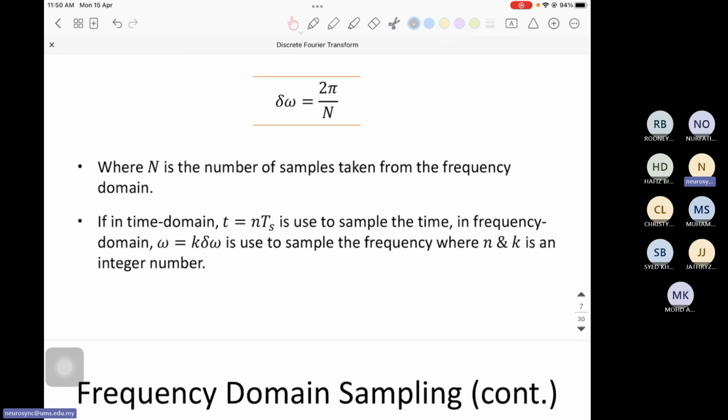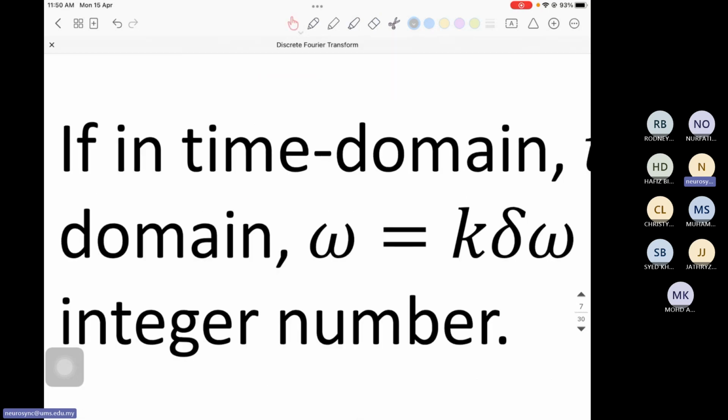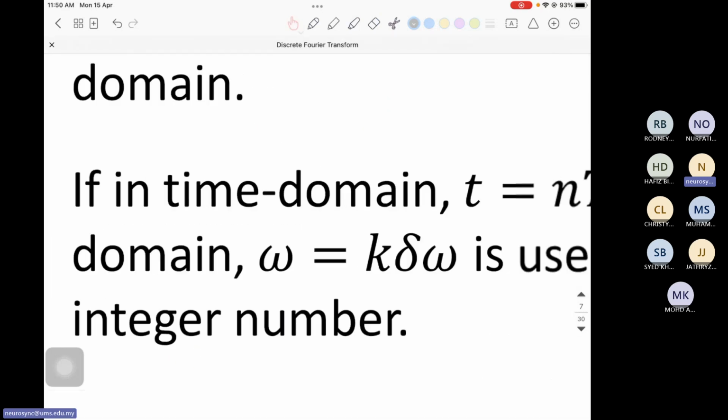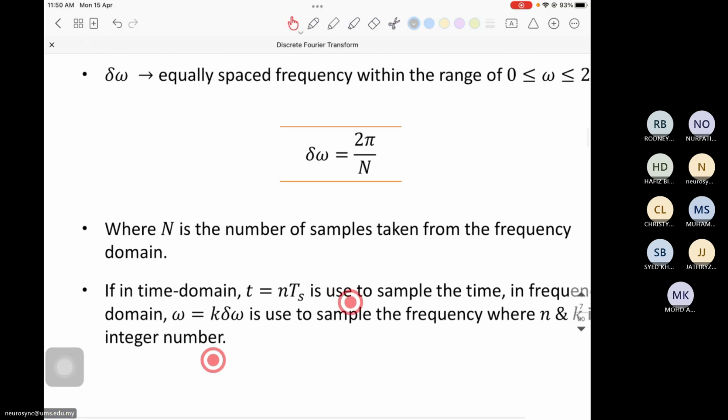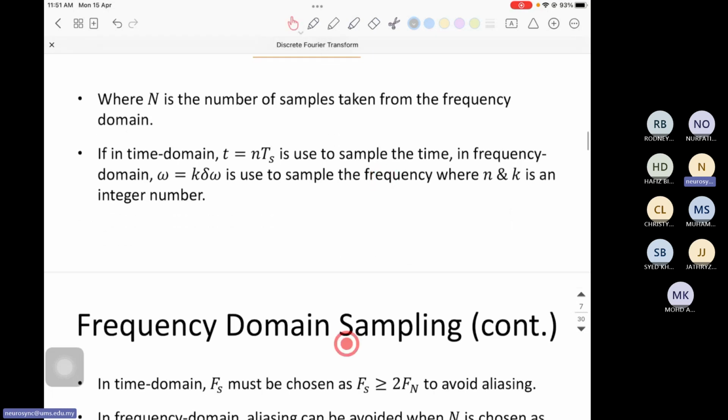Now, if in time domain T is n times Ts, used to sample the time, in frequency domain we have omega. Now this omega, we can say is basically k times delta omega. So this is k times delta omega, and both k and n are integer numbers in this frequency domain.